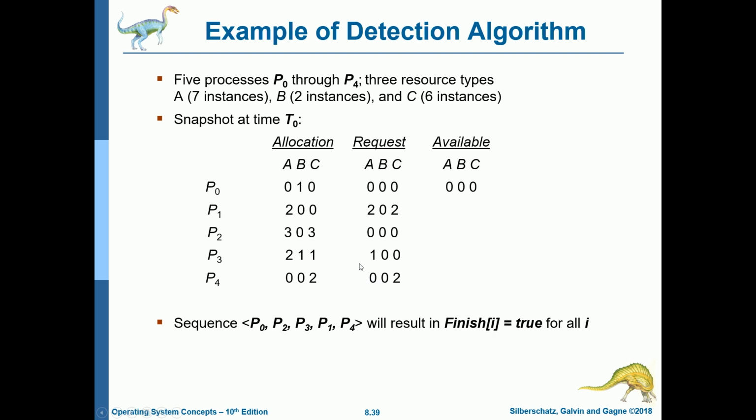Next, P3 only requests one instance of type A, which can be granted. We deallocate that, and we're good. As we keep following this, we can determine that each one of these requests can be granted, and there is no deadlock.